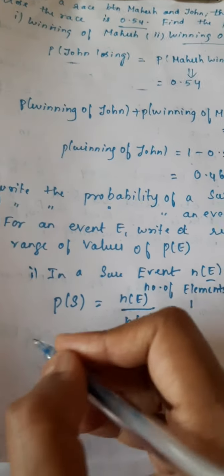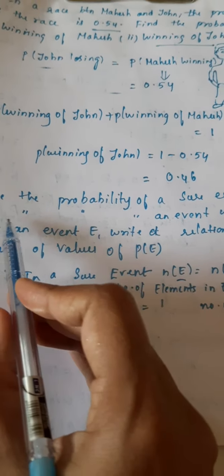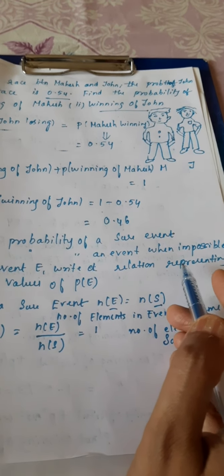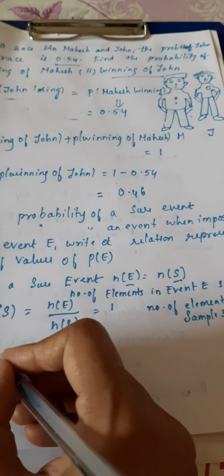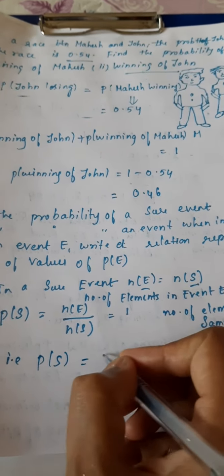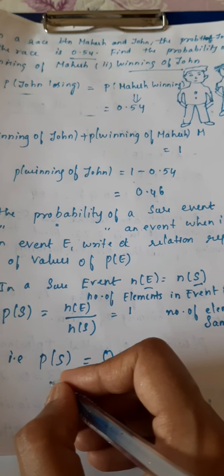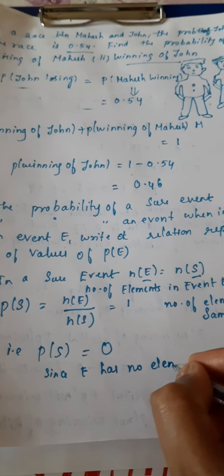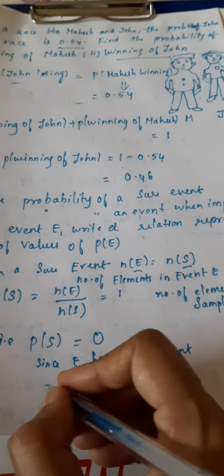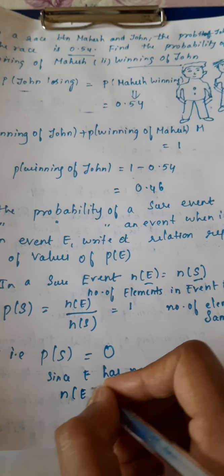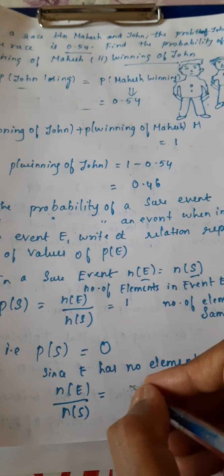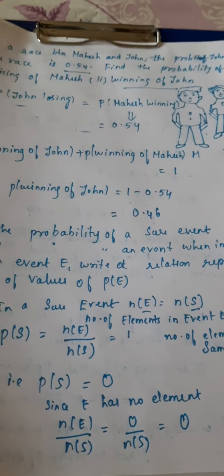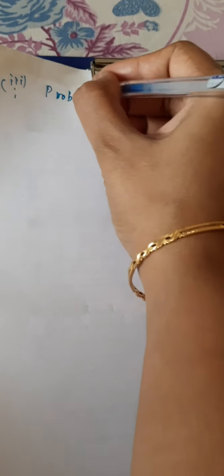Second part, find the probability of an event when impossible. So that's the second part of the question. So probability of the event is 0, since A is an event which has no elements in the sample space. So N of E is 0 actually. 0 by N of S is 0, as it's not there in the list of sample space. Third part of the question we'll solve.